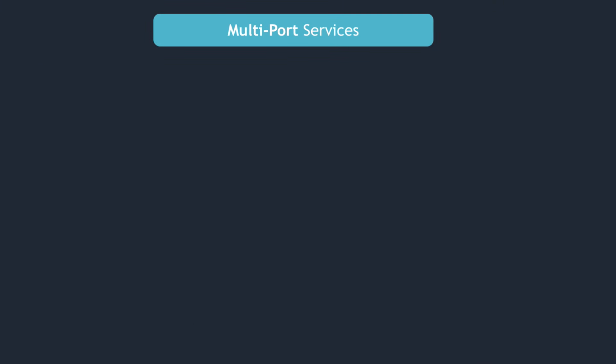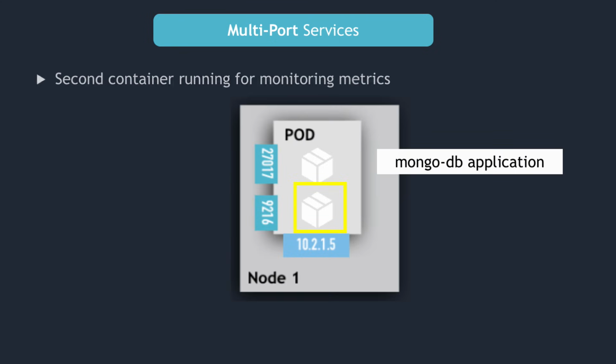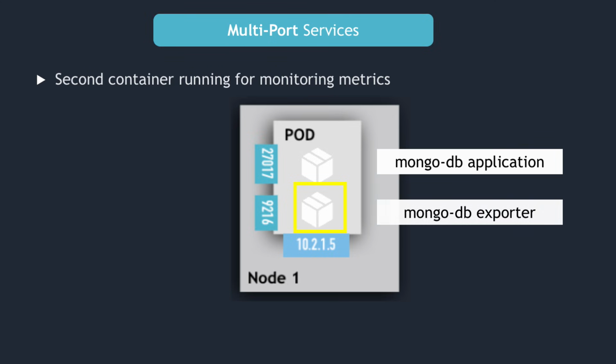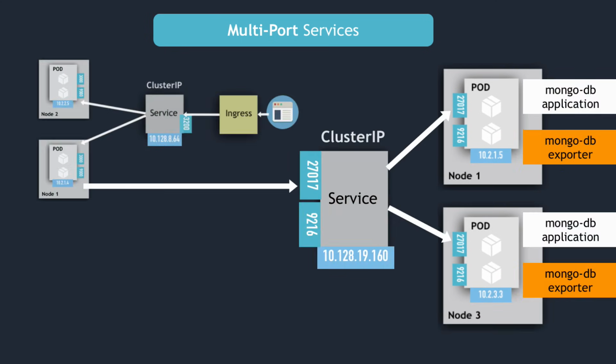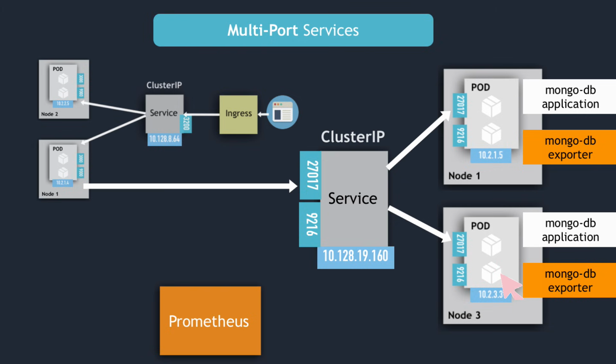Now let's assume that inside that MongoDB pod, there is another container running that collects the monitoring metrics for Prometheus, for example. And that will be a MongoDB exporter. And that container, let's say, is running at port 9216. And this is where the application is accessible. And in the cluster, we have a Prometheus application that scrapes the metrics endpoint from this MongoDB exporter container from this endpoint.